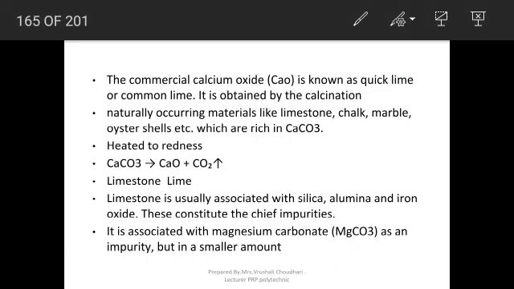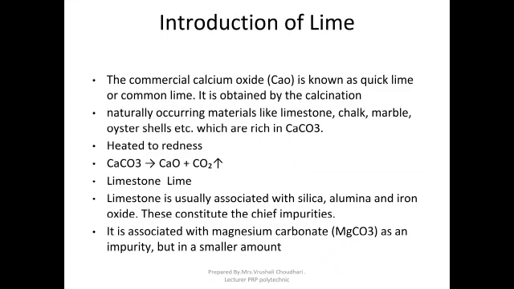Today we are going to learn lime. What is lime? Commercially, it is calcium oxide, also called quicklime. It is obtained by the calcination of naturally occurring materials like limestone, chalk, marble, and oyster shells, which are rich sources of calcium carbonate. When we heat limestone, CaCO3, to redness, we get lime, CaO, calcium oxide, with the evolution of carbon dioxide.